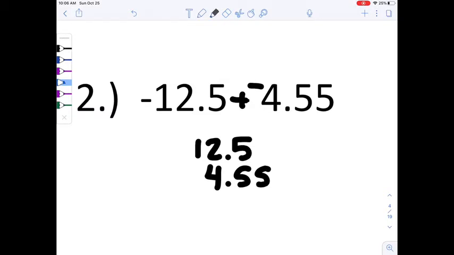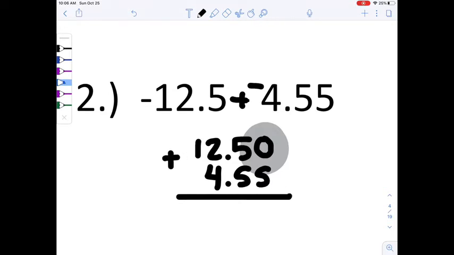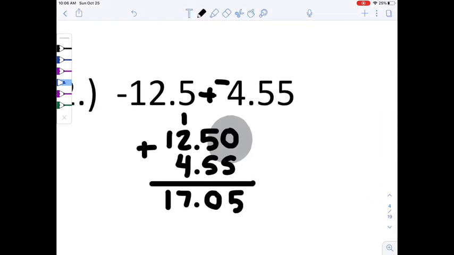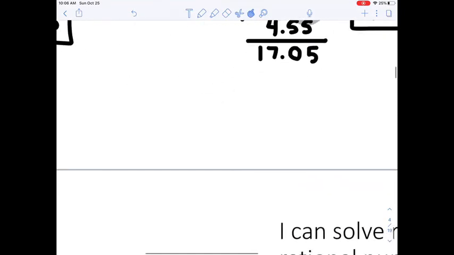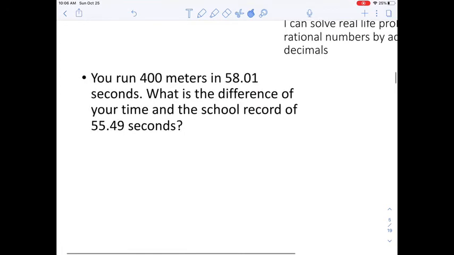So remember, when I add decimals, I have to line up the dot. And whenever I have an empty place value, I can just fill in a 0. And I'm going to add these together. Bring down my decimal. 0 plus 5 is 5. 5 plus 5 is 10, so I bring down the 0, carry the 1. 2 plus 1 is 3. Plus 4 is 7. Bring down the 1. So I get 17 and 5 hundredths. But remember, same sign, add and keep. I keep that sign. So negative 17 and 5 hundredths.